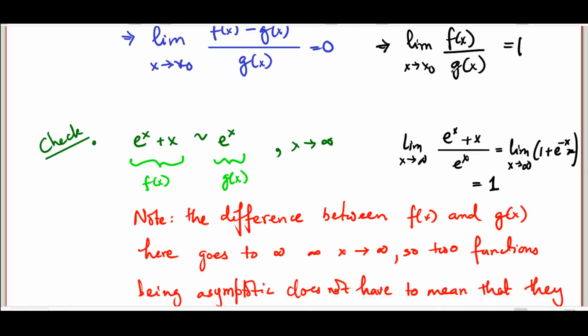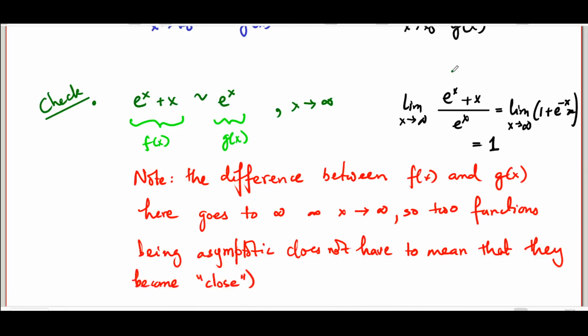As I have already said before, the difference between f(x) and g(x) here actually diverges as x goes to infinity. So two functions being asymptotically close does not mean that they become close in the sense of difference vanishing.